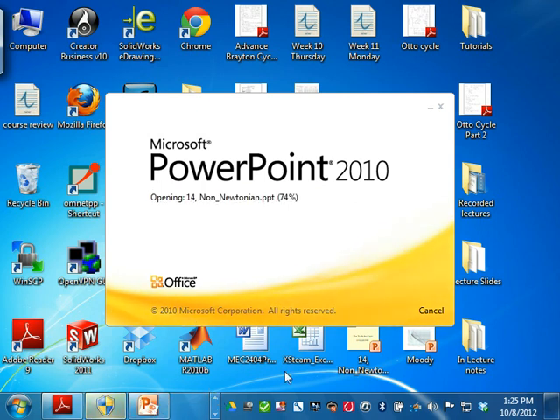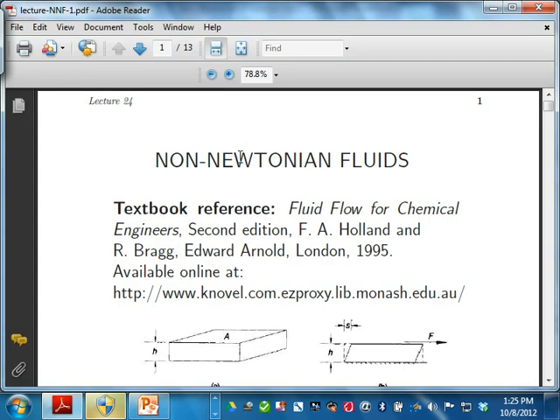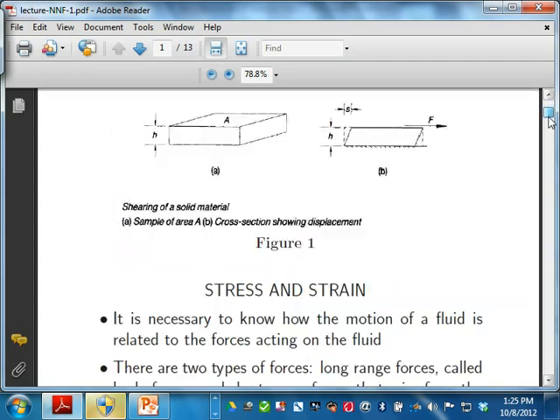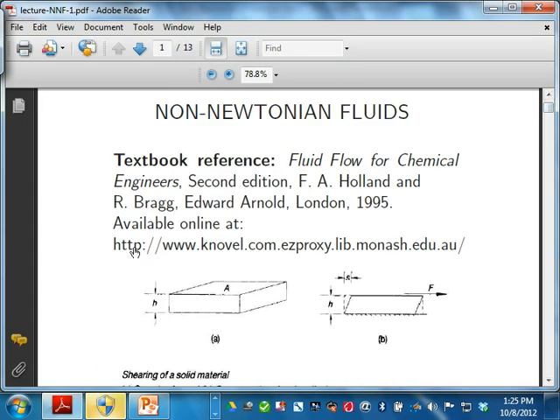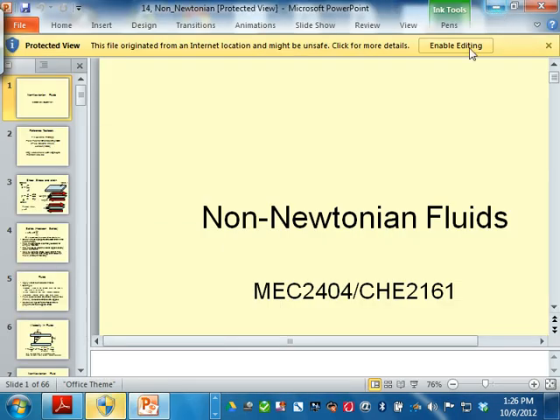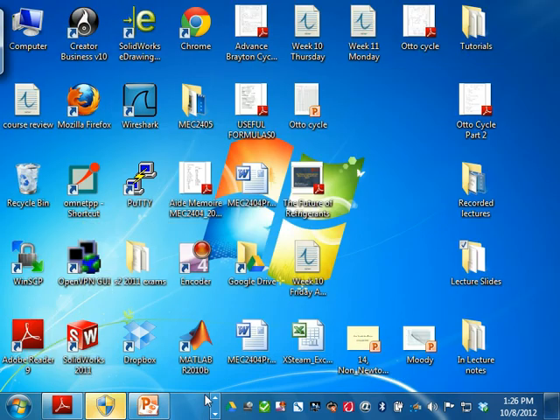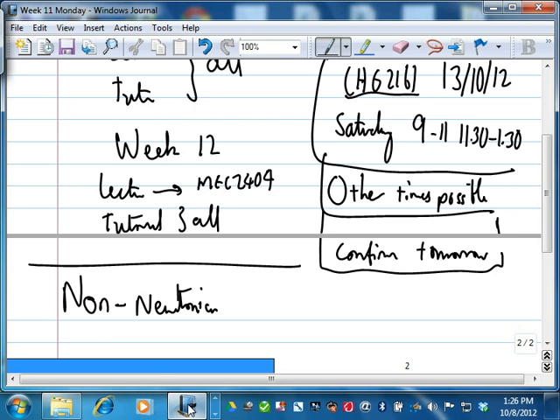For reference material, again, you cannot use your textbook. Here there's a book which you can get from the library online that talks a little bit about non-Newtonian flow. So let's start. Where are we?